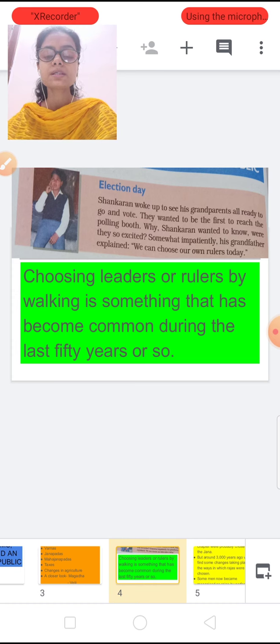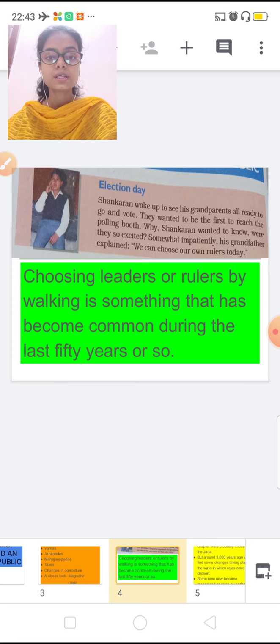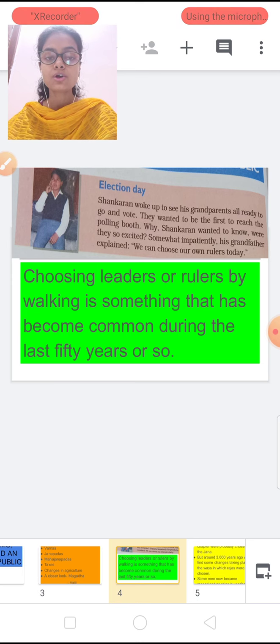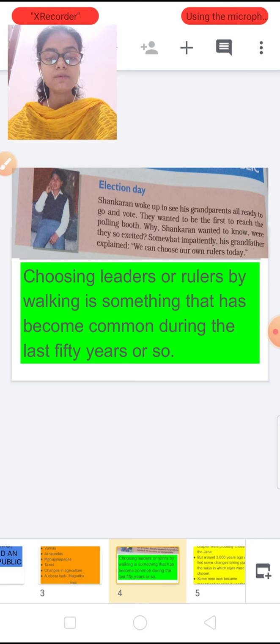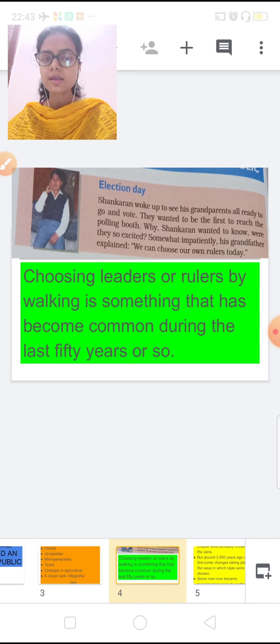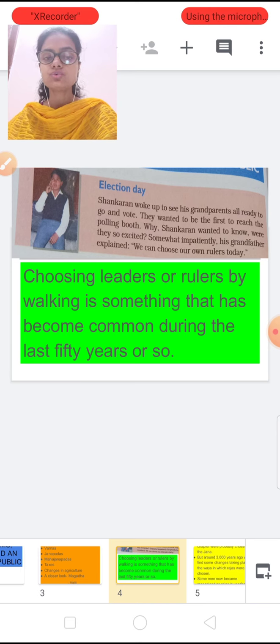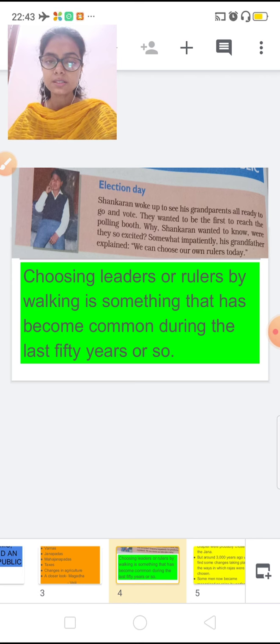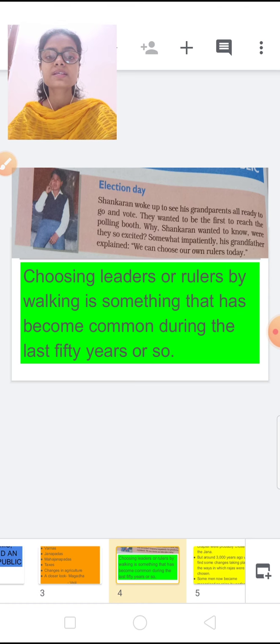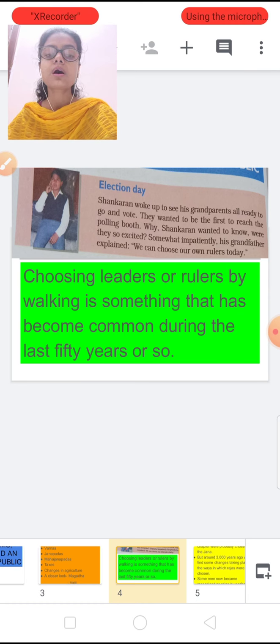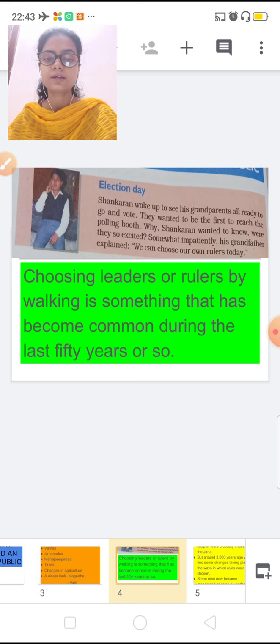So the chapter starts with election day. Shankaram woke up to see his grandparents all ready to go and vote. They wanted to be the first to reach the polling booth. Why, Shankaram wanted to know. Were they so excited? Somewhat impatiently, his grandfather explained, we can choose our own rulers today.